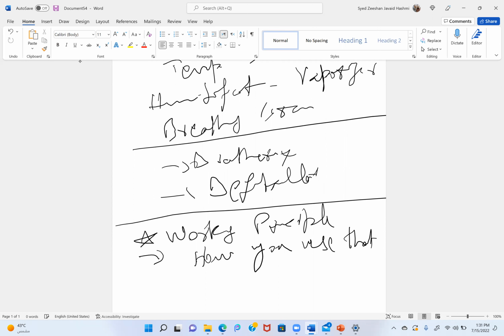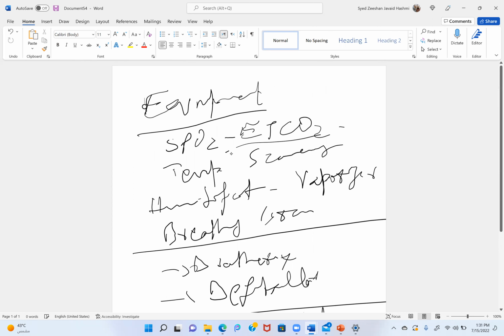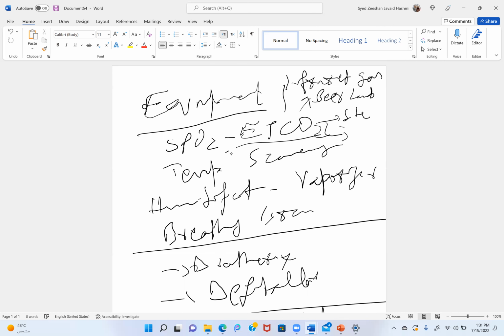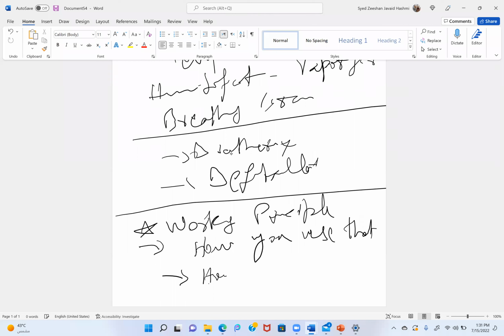What are the different types? For example, if you think about capnography, the working principle is the infrared gas analyzer, okay, this is one thing. The other working principle here is the Beer-Lambert law, because of the path length and the concentration of solutes. So these are two things. And then what the different types are, whether it is sidestream or mainstream. Then how to interpret the data, how to interpret the data.